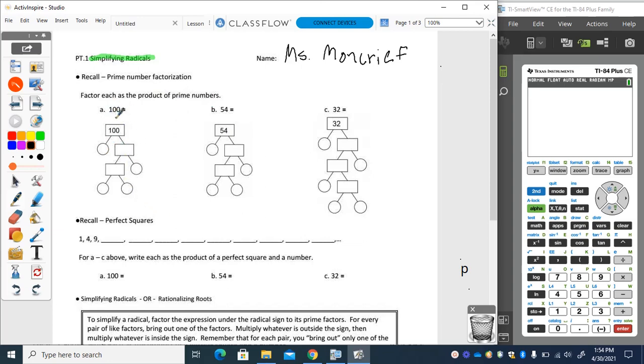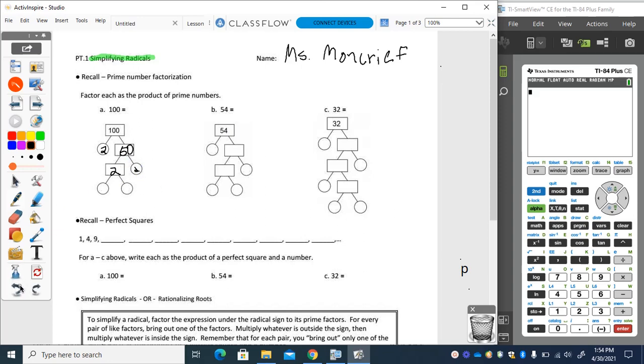So if we have 100, let's do the prime factorization of 100. Well, what's the first prime number we can think of that will divide into 100? That would be 2. And 2 times what? 50. So we have 2 times 50. Now, 2 is prime. What about 50? No, not yet. So let's divide it again by 2 because we know it's even. And then 25.